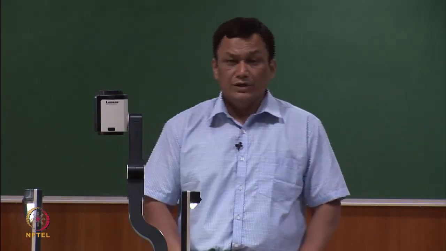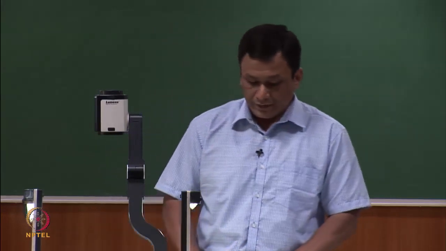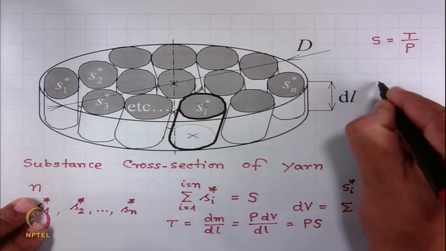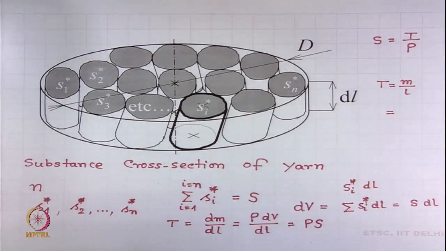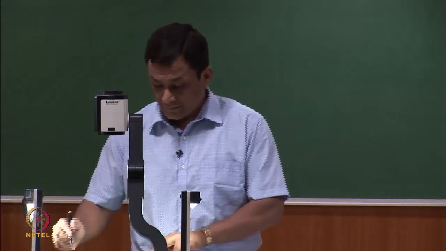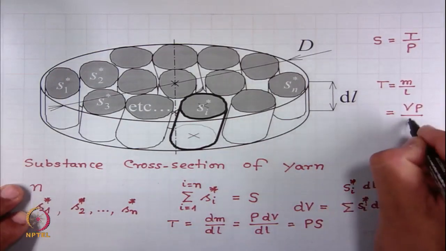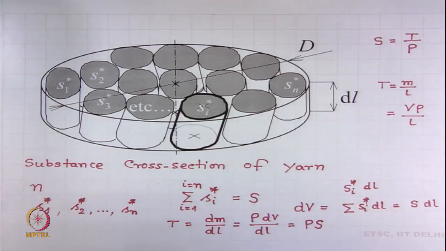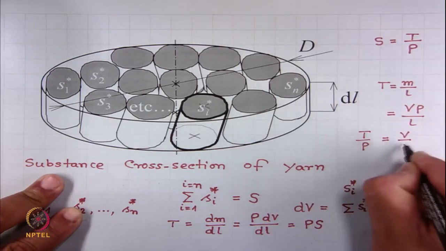To answer this question, we have to go a little back to the definition of yarn fineness. You remember, we defined yarn fineness by this, T is equal to mass per unit length, right? Now, what is mass of yarn? Volume occupied by fibers, say capital V, into density, by L. So, this T by rho is equal to V by L.